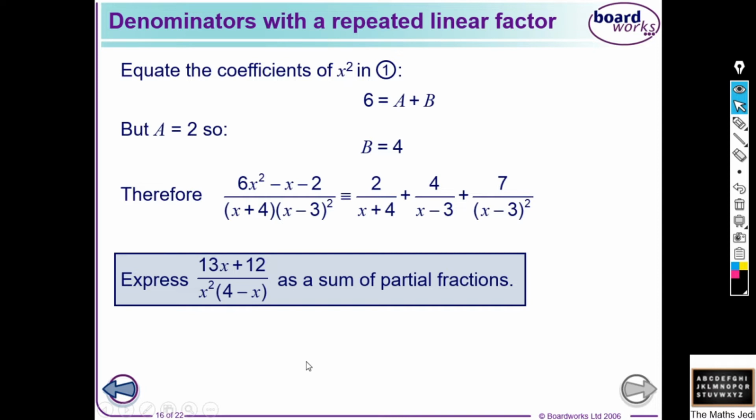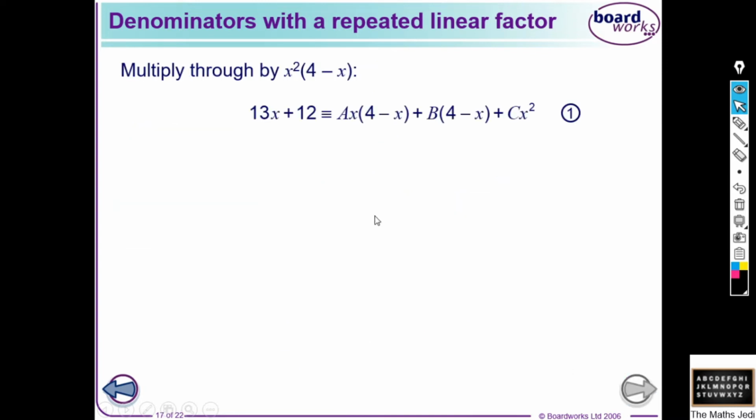Here's another example. This time the repeated root is this first one. So you're going to have to write something over x squared, something over 4 minus x. So remember, this is the one everyone always forgets. So it's just that on its own, then the x squared, and then the 4 minus x. Remember, there's always three factors because there are three factors here, not just two.